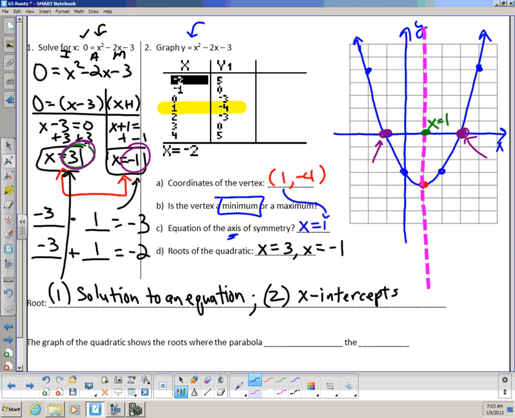So now to fill in our blanks, it says the graph of the quadratic shows the roots where the parabola intersects, or meets, intersects is just a fancy word for meets, the x-axis. And from there, I believe you would be able to answer all of the questions on roots, now that you know what they are. So roots are the solutions to the equation. And they're also represented on the graph by the x-intercepts, by the 2 points where the graph meets the x-axis.